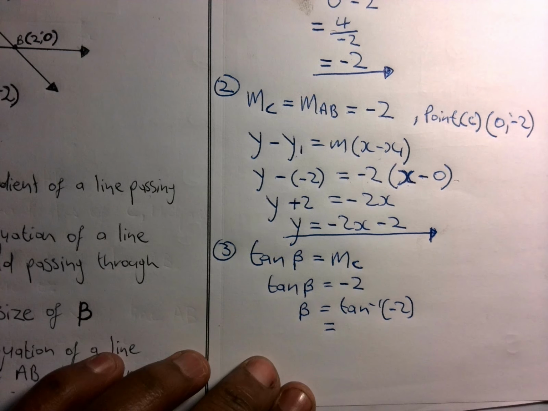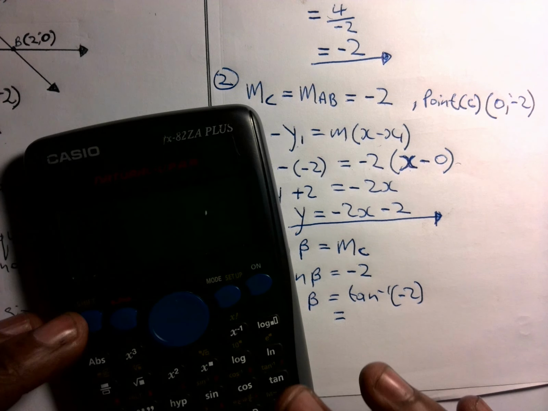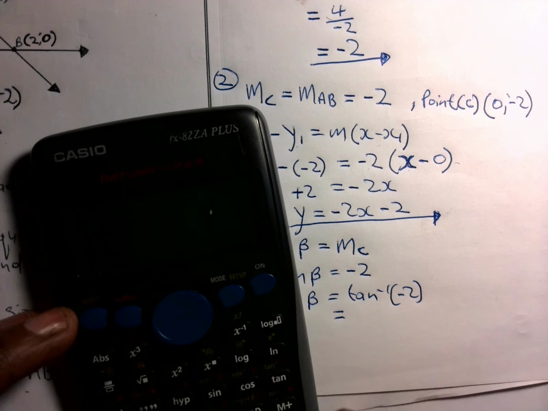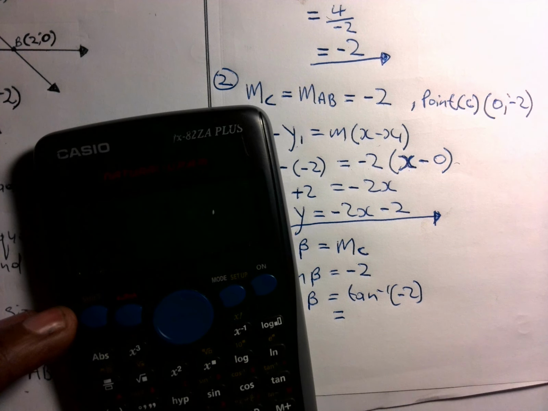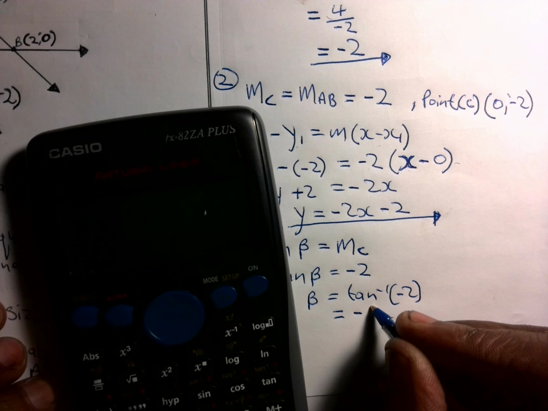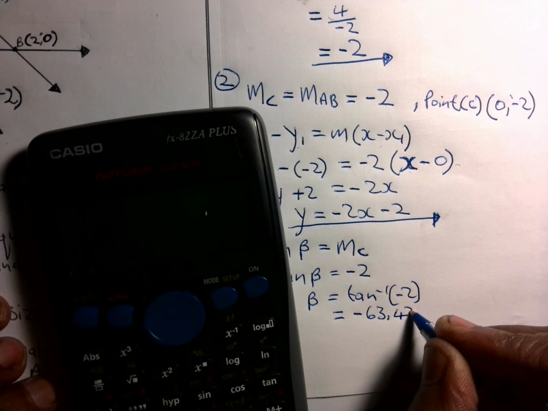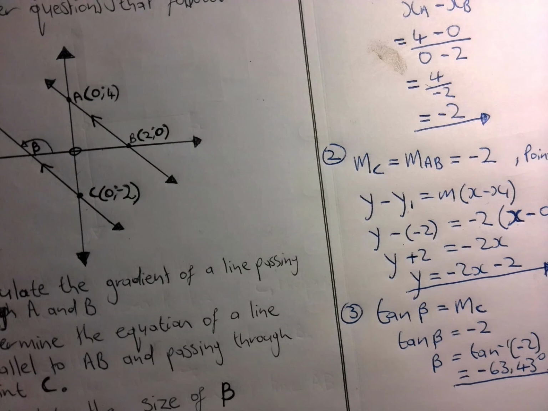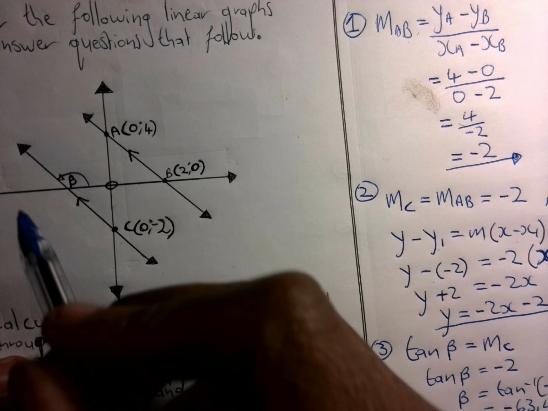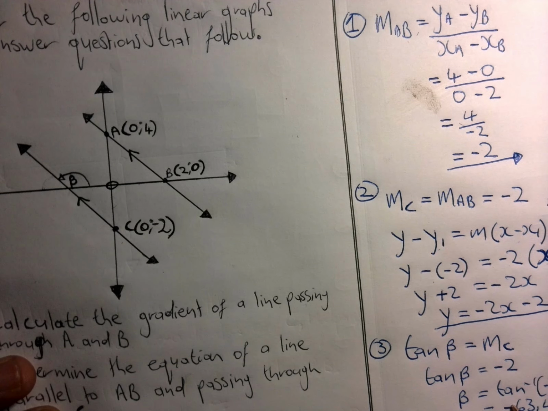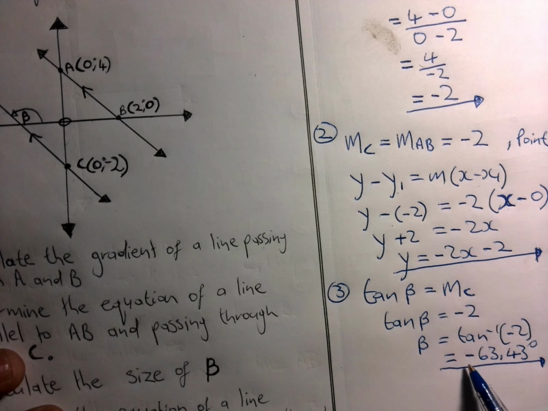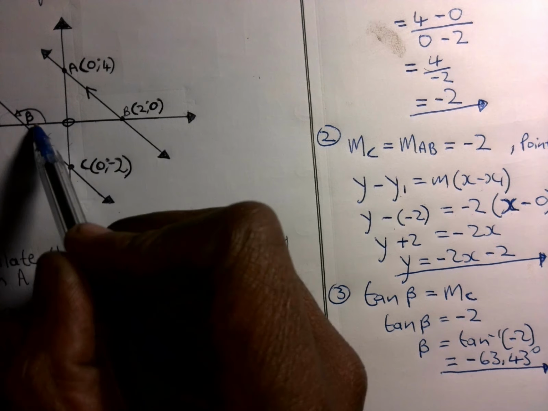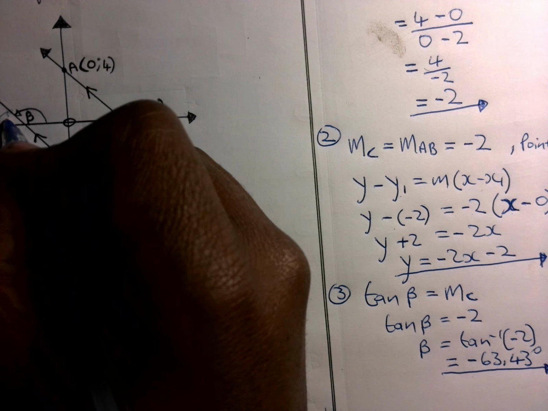So that will be shift tan negative 2. That is going to give us negative 63.43 degrees. So what does this mean? This negative 63.43 is this angle on this side, because if we have negative angles, we move clockwise. For positive angles, we move anti-clockwise. So this is the angle where we are moving clockwise. This is negative 63.43, but we are looking for this one.